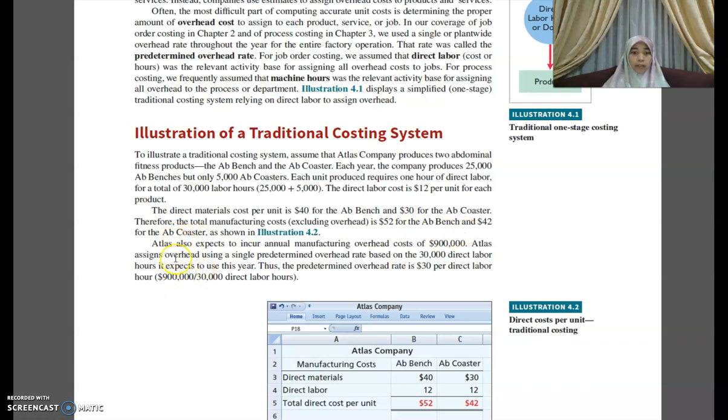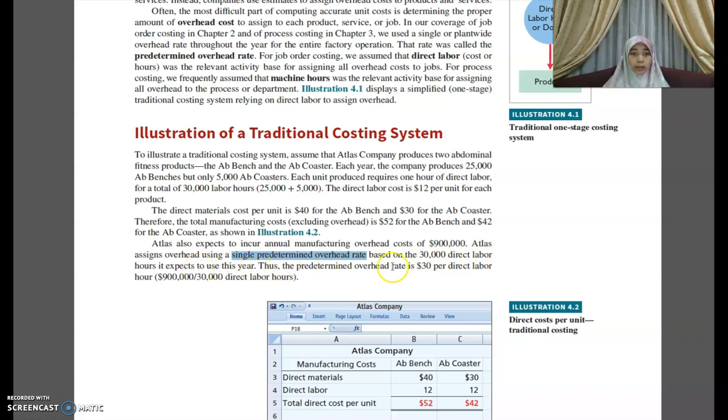Then you also have the overhead. Atlas expects to incur annual manufacturing overhead cost of 900,000. This is the one that we want to highlight: the manufacturing overhead cost is 900,000. Atlas assigns overhead using a single predetermined overhead rate. If the company is using a single predetermined overhead rate, that means it is using the traditional method of allocating overhead, based on 30,000 direct labor hours.